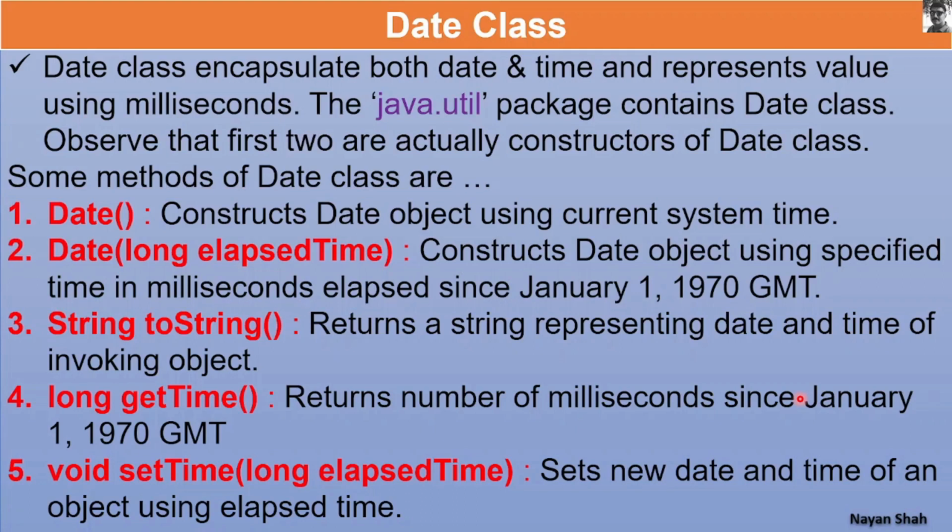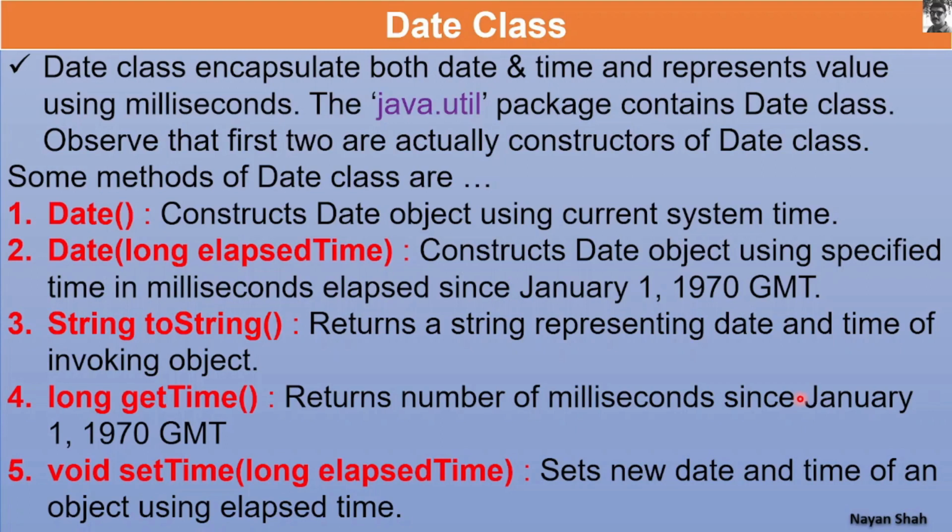So the first one, Date, constructs a date object using the current system date and time. So whatever is your system date and time, from that it will create a date object. Second is again a Date constructor with long elapsed time in brackets. So this will construct a date object using the specified time in milliseconds. So we specify the time, that is date and time together, in milliseconds, and then it will construct a date object based on those milliseconds.